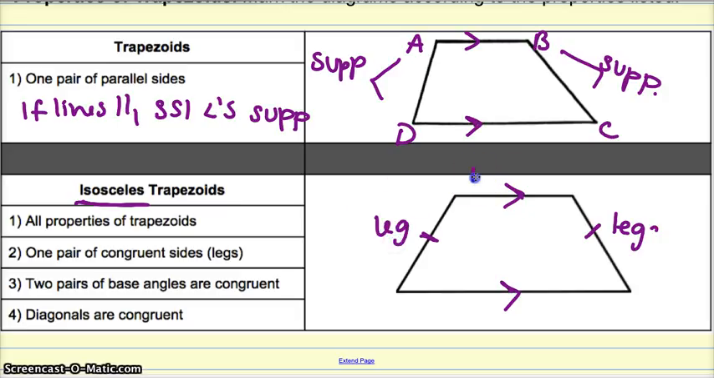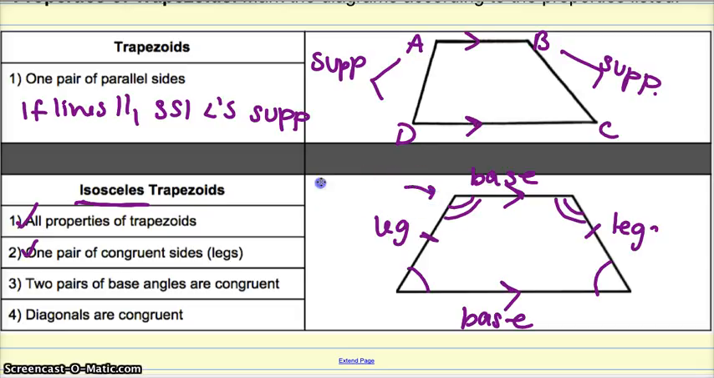And then the pair of parallel sides is referred to as the base. So it has two bases and two legs. The bases are parallel, the legs are congruent. So we've taken care of this one and this one. It has two pairs of base angles that are congruent. These are referred to as the lower base angles, and the lower base angles are congruent. These are referred to as the upper base angles, and the upper base angles are congruent.